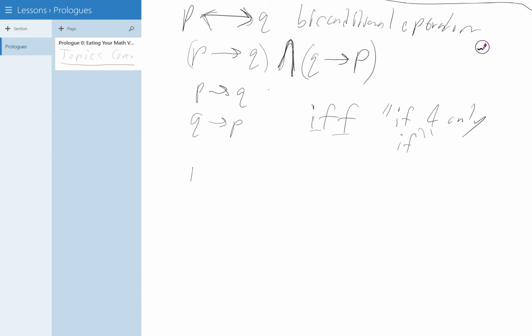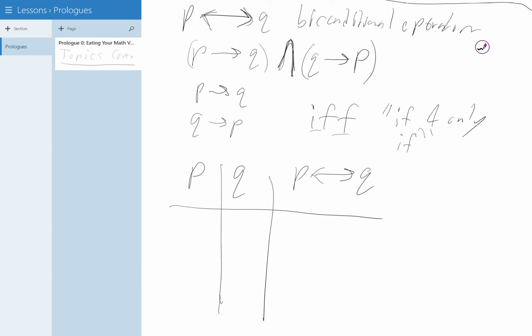So remember, new operator, new truth table. So the biconditional operator is true if, so let me just give it to you and show you. So true, false, false, true, false, false. So what this means, the biconditional operator is true when they both have the same truth value. When the P and the Q have the same truth value, then this statement ends up being true. If they have different values, it's false.